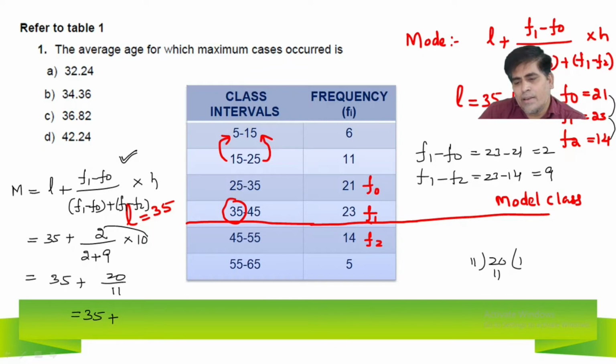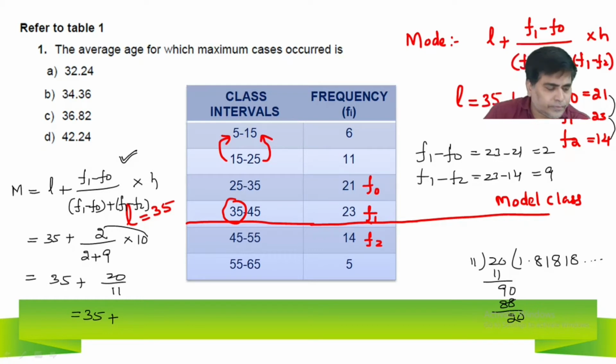11 ones are 11, so 9 is left out. If I keep a decimal point, I can put 0 here, and 8 elevens are 88. Again you got 2. It is repeating. Again we can put 0, and we will get 1, 8, 1, 8 and so on. So the value I got is 1.818. I wrote up to 2 decimals.